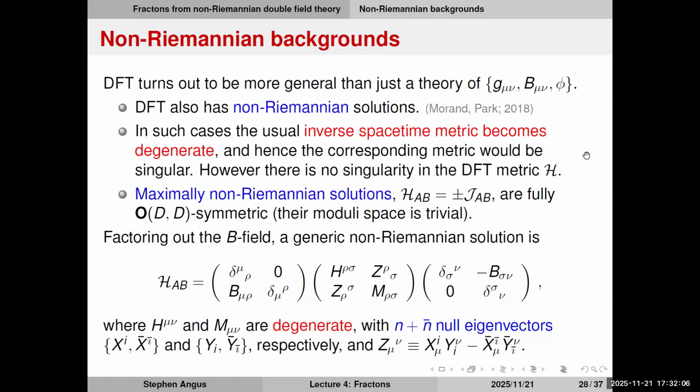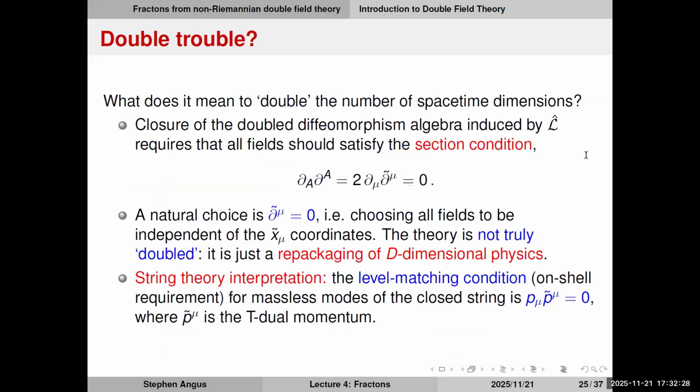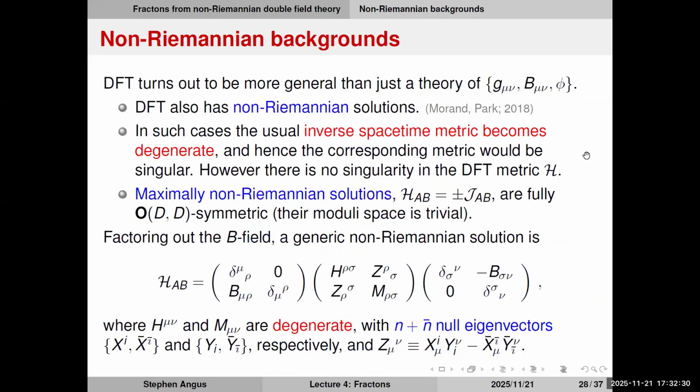For example, a trivial or almost trivial example is the maximally non-Riemannian solution, where we just set this H_AB to be plus or minus J_AB. And recall this J_AB is just this off-diagonal blocked identity matrices. So with that, the theory is fully O(D,D) symmetric, and the space of fluctuations of this theory is then trivial.